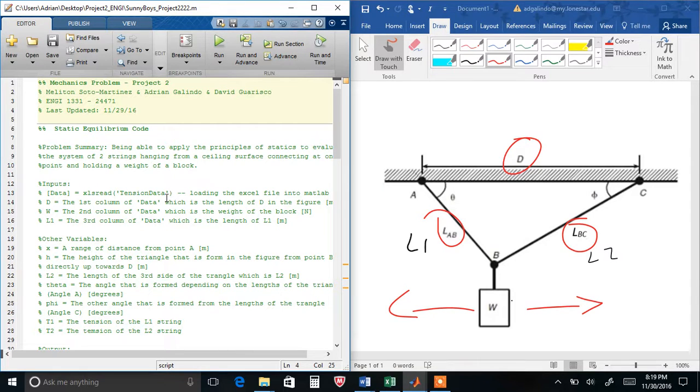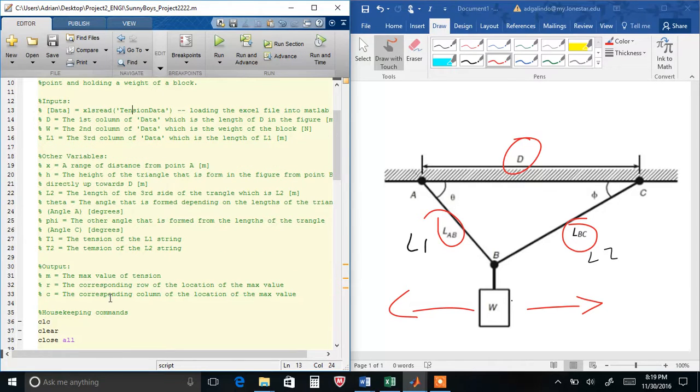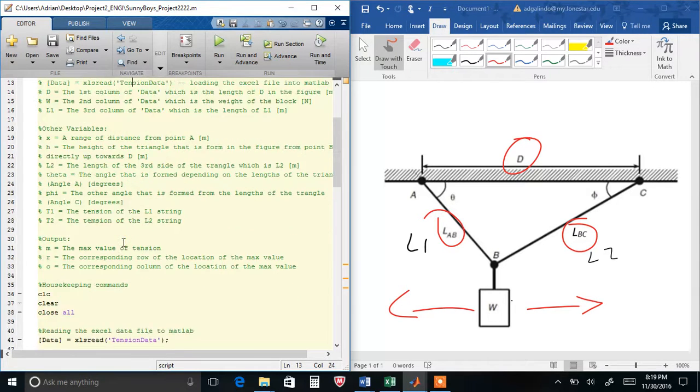If we look over here in our code, we have our mechanics problem, project 2, Sunny Boys, and we're Milton, Adrian, and David. Right here we have our problem summary, my inputs, other variables, and outputs, and these are all my comments. If you read these comments, you'll be able to figure out what each variable means and basically know what we did overall. But I'll still walk through it.